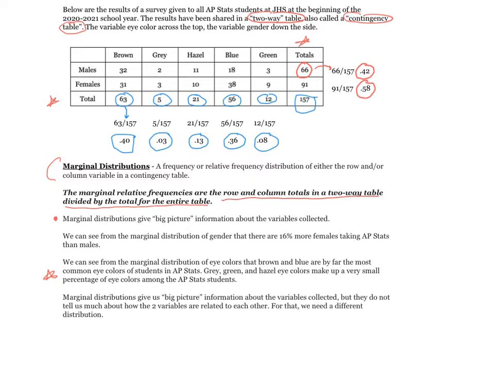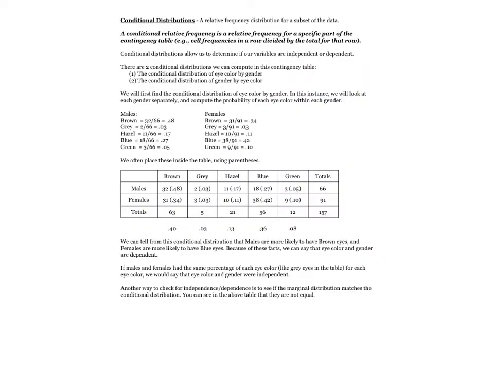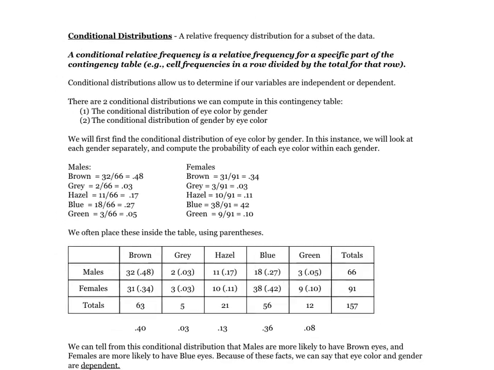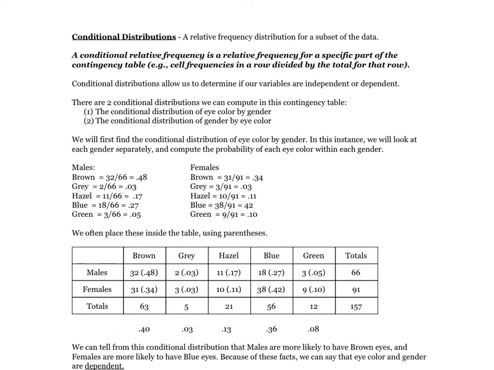But they do not tell us much about how the two variables are related to each other. Okay, and that's always more interesting, to see how the two variables are related. So for that, we need a different distribution. And that we call the conditional distribution. So a conditional distribution is a relative frequency distribution for a subset of the data.